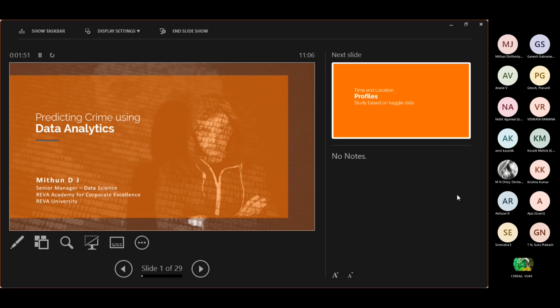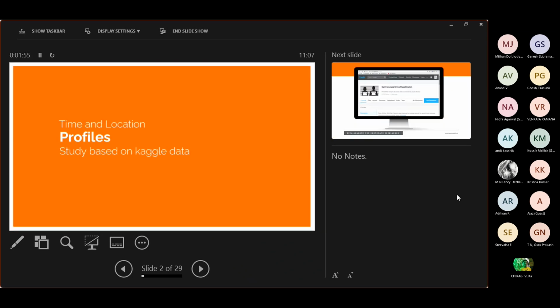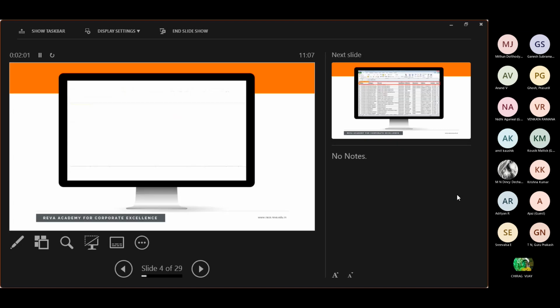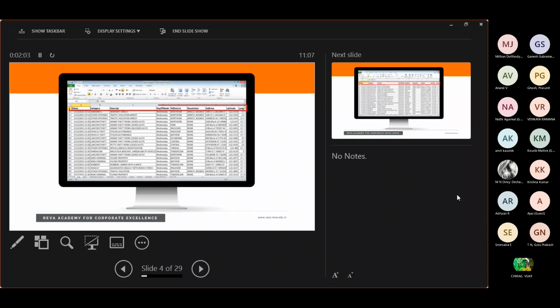I understand that your life and my life does not revolve around catching crime. But just to get some perspective about EDA, exploratory data analysis, look at this time and location profile on Kaggle data. You can go to Kaggle, you can just pick up this data just to give you a perspective. When I look at the data, this is how the data was.